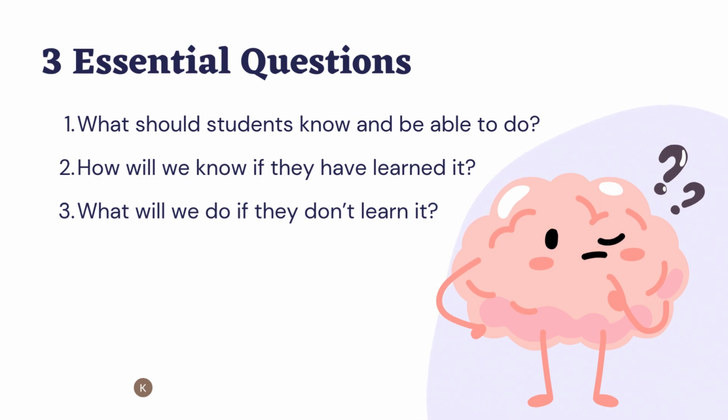How will we know if they have learned it? This question emphasizes the need for clear assessment, criteria, and methods. Educators must determine how to measure student understanding effectively using various assessment tools and strategies. What will we do if they don't learn it? This question addresses the importance of responsive teaching. If students struggle to grasp the material, educators must have strategies in place to provide additional support, ensuring that all students can achieve the intended learning outcomes.